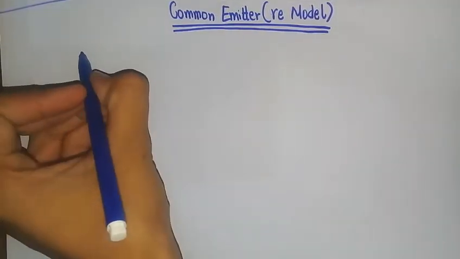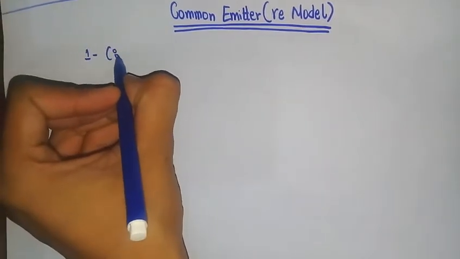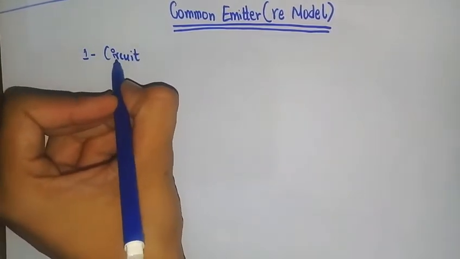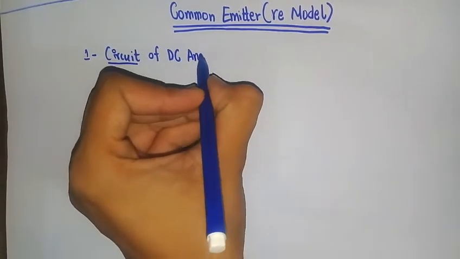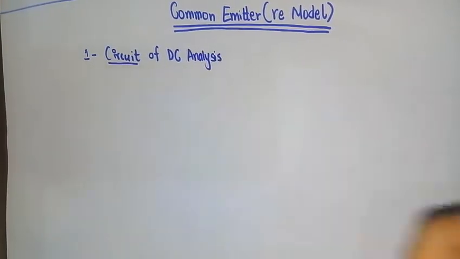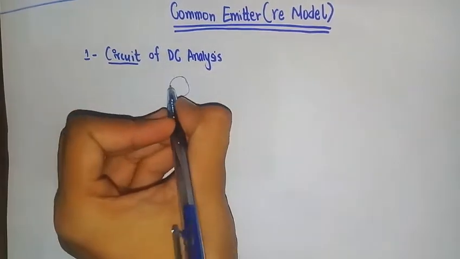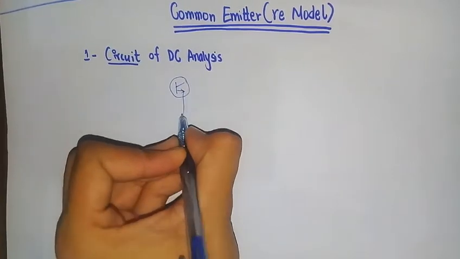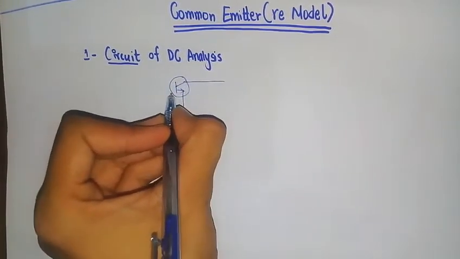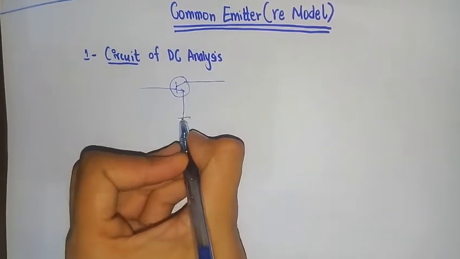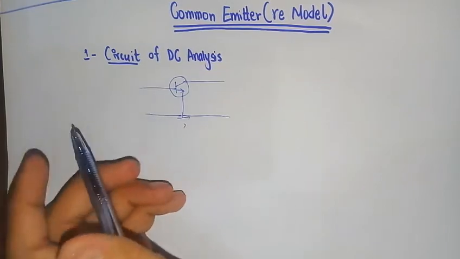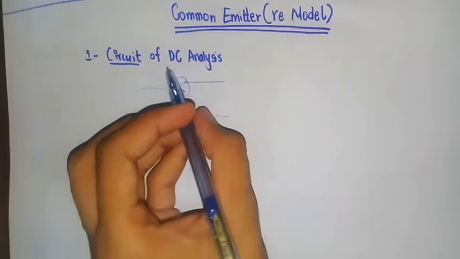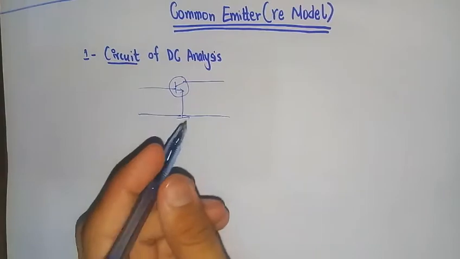So guys, first of all we will see the circuit of common emitter configuration. Circuit for the DC analysis. In the DC analysis of the common emitter configuration, the circuit will look like this. This will be the common emitter configuration, and this is the ground point, and there will be a voltage battery and resistances present over there. So this will be a simple circuit for the DC analysis of common emitter configuration.